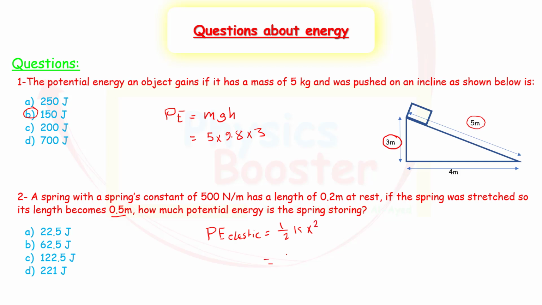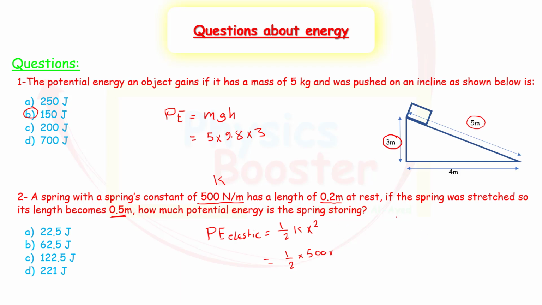Okay, now half, it's clear. K, what's the spring's constant? We can see that the spring's constant here is k. So we multiply it by 500 multiplied by x squared. Okay, it's really important here to notice that it has an original length of 0.2 meters and it was stretched to become 0.5 meters. So which one of these is x?